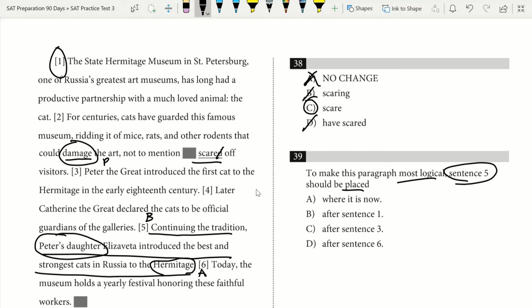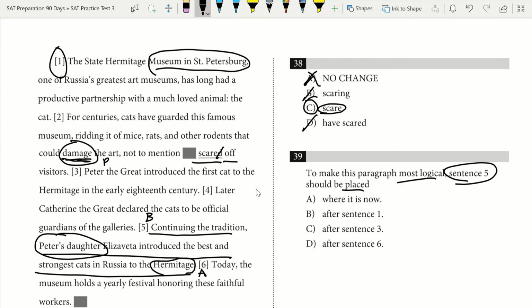If you can't find another verb in your sentence, you can look to the sentence before or the sentence after. Usually that'll work. Not always though, so just be careful. But anytime it's in the same sentence, most of the time you're just going to be able to go over and find that tense. So that one right there was damage. We pair that with scare. Keep them both in the present tense. All right, so we took scare off. At this point, I can kind of tell that we're going to be talking about a museum with cats.